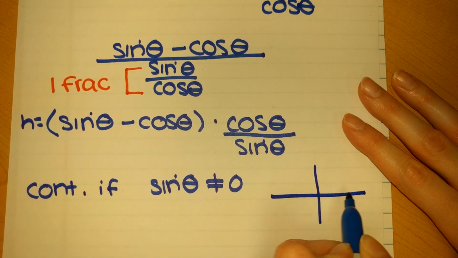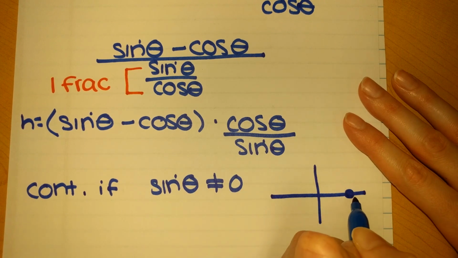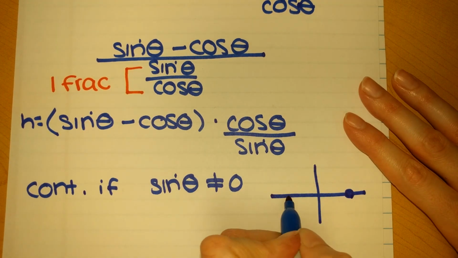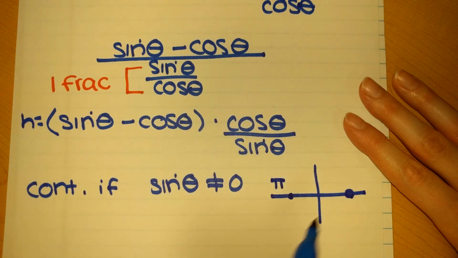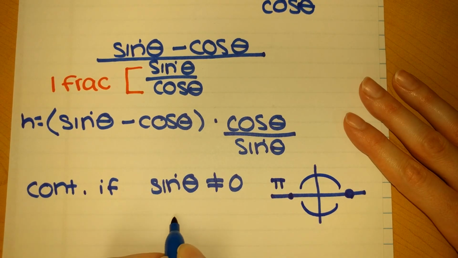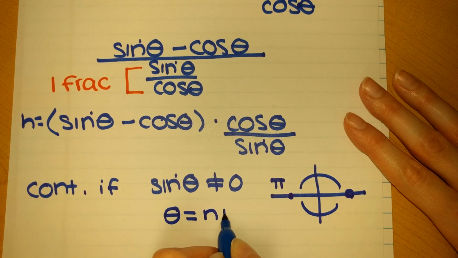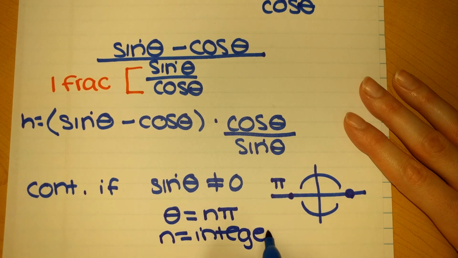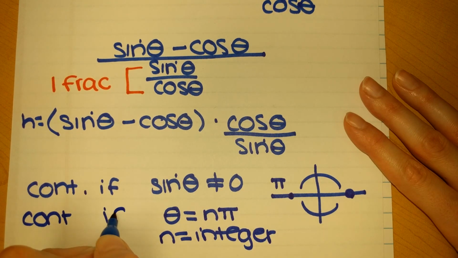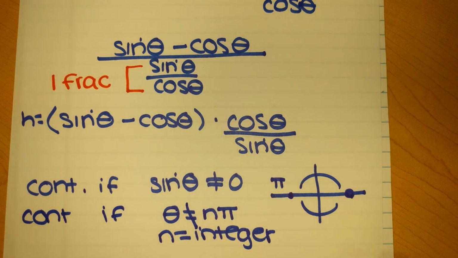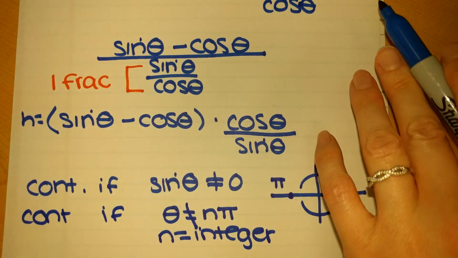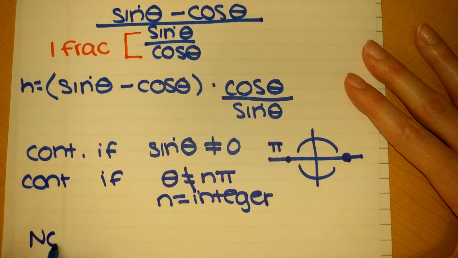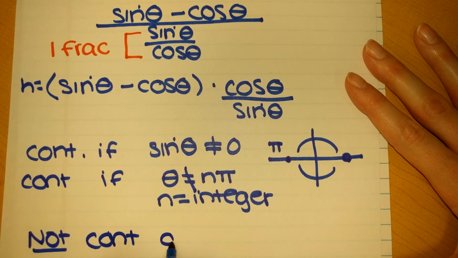So looking at your unit circle, theta is equal to 0 gives us a sine of 0. Over here at pi, we get a sine of 0. So what we see is that sine theta is equal to 0 if theta is equal to n pi, where n is equal to any integer. So the function is continuous if theta is not equal to n pi, where n is any integer. Now, of course, in this case, theta is equal to pi would mean that it is not going to be continuous at theta is equal to pi.